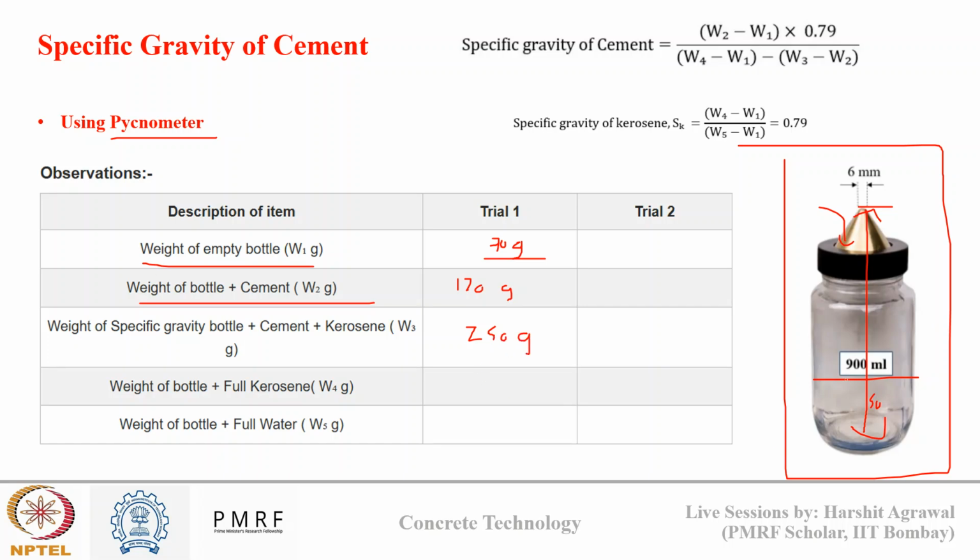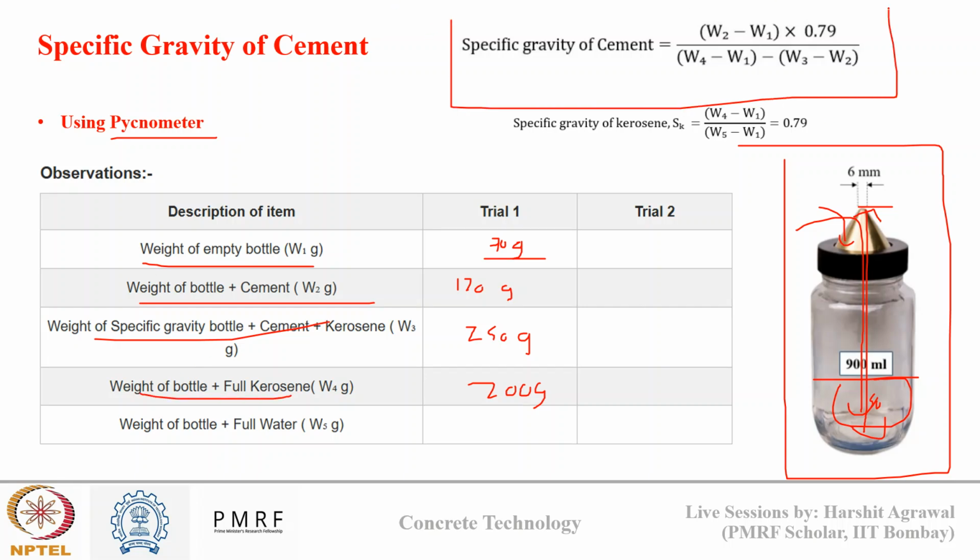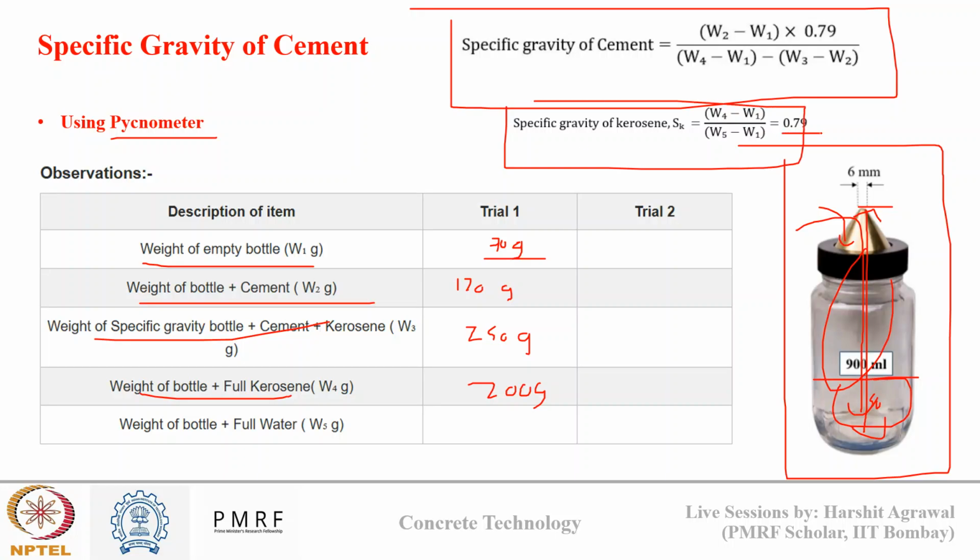Then I will remove the cement, I will remove the kerosene, and I will clean the bottle, and then I will completely fill this bottle with kerosene without cement. So I will get another weight which is, say, 200 grams. So once I calculate all these four weights, using the formula of specific gravity of cement, I can calculate the required specific gravity. And to know the specific gravity of kerosene, I will calculate one additional weight of container plus water. That will help me to calculate the specific gravity of kerosene, which will come around 0.79 to 0.8. So this is how we calculate the specific gravity using pycnometer method.